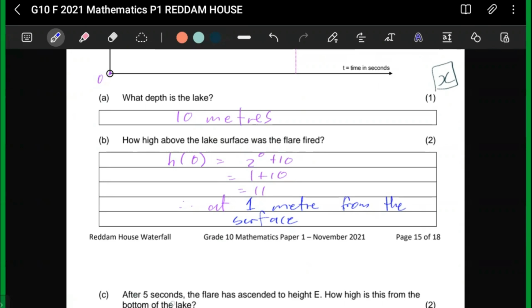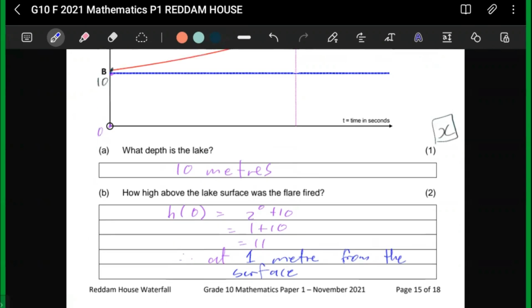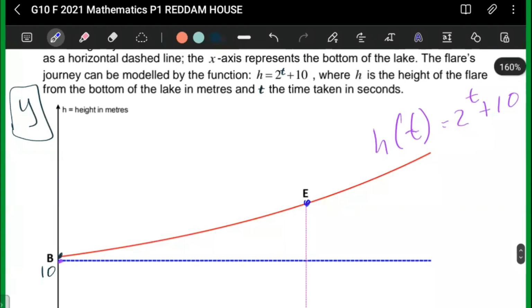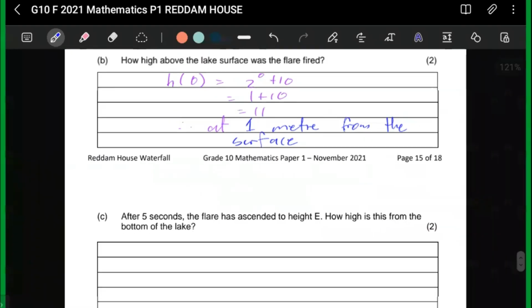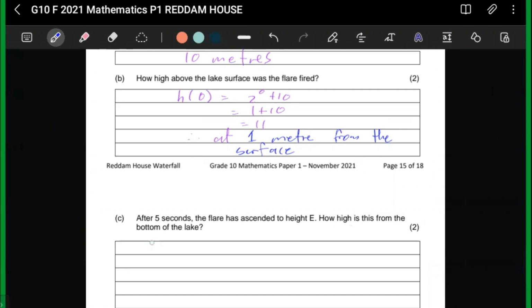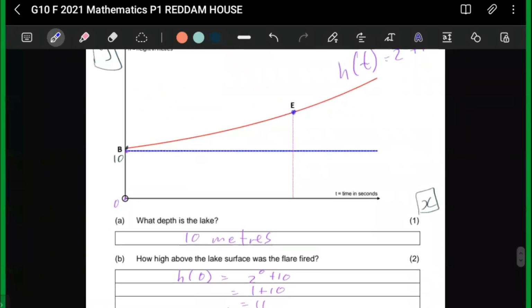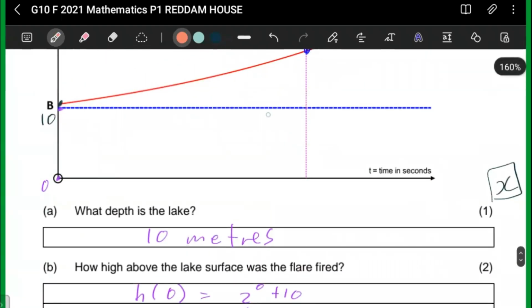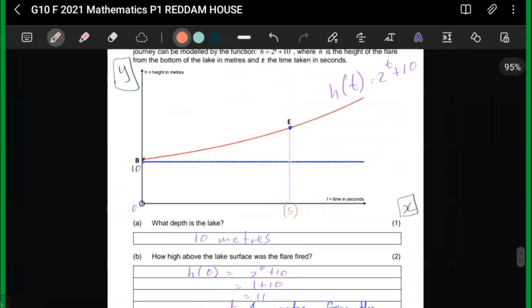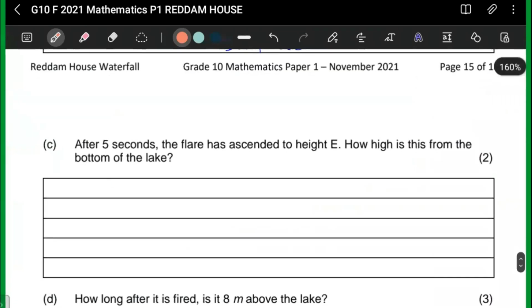It says here, after 5 seconds, the flare has ascended to height E. There you go, height E. And then they said, how high is this from the bottom of the lake? Well, the fortunate thing is they told us that it's after 5 seconds. So it's just a matter of putting 5 in the equation of h. The equation of h, we're going to throw a 5 there. 2 to the power of 5 is 32. This is giving us 42. Nothing crazy there. So this is also giving you the idea that you have to keep a calm head when you go through these kinds of questions.